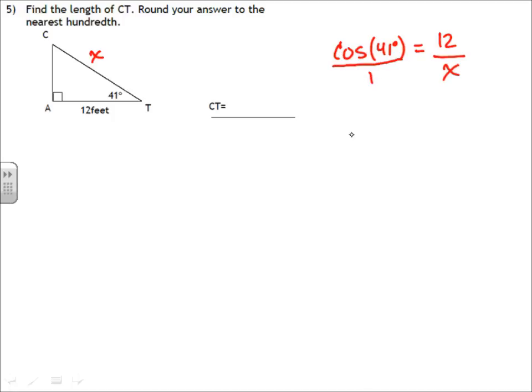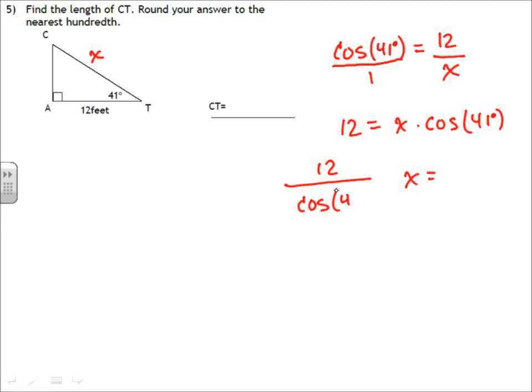So 1 times 12 is 12, and over on the other side I have x times the cosine of my 41 degree angle. And then to solve for x, we'll divide both sides by the cosine of 41. So x is equal to 12 divided by the cosine of 41 degrees. X is equal to. And the instructions say, please round your answer to the nearest hundredth.